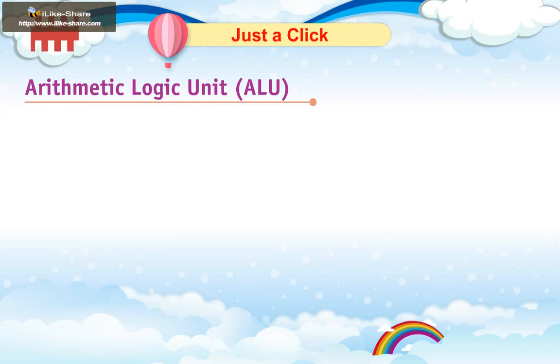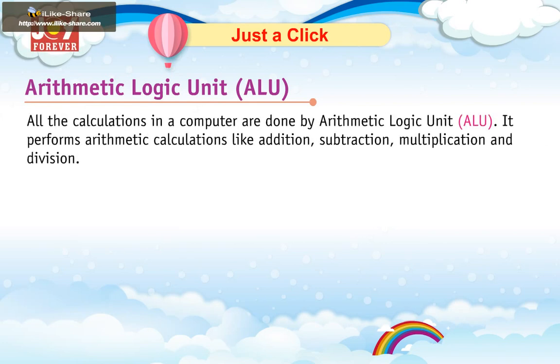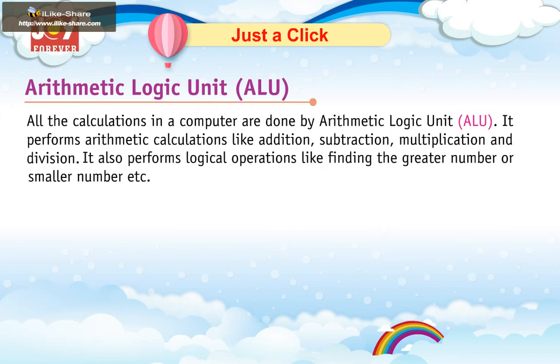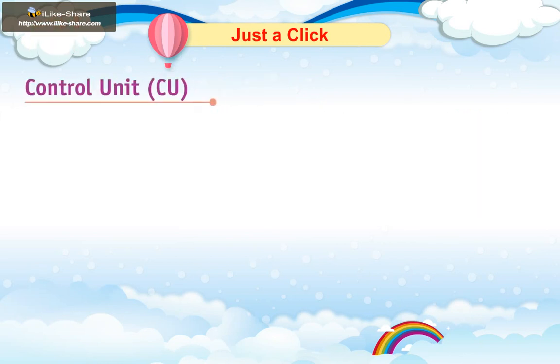Arithmetic Logic Unit, ALU. All the calculations in a computer are done by the Arithmetic Logic Unit. It performs arithmetic calculations like addition, subtraction, multiplication, and division. It also performs logical operations like finding the greater number or smaller number, etc.